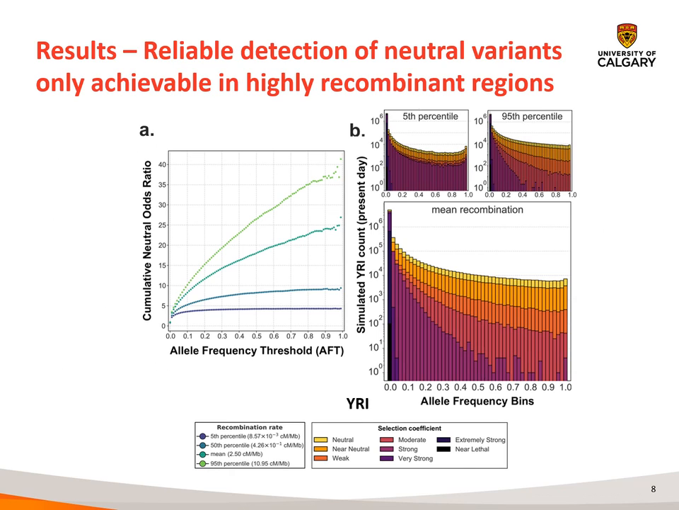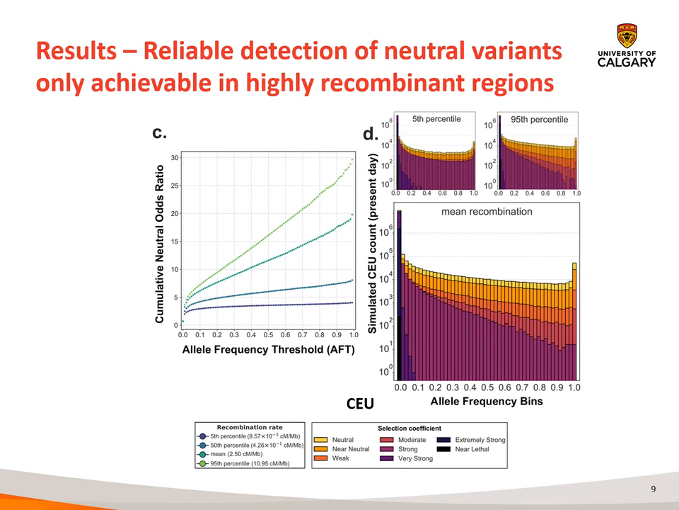Now for our results. Firstly, we found that reliable detection of neutral variants is really only achievable in regions of the genome with high recombination rates. Conventionally, false negative rates of around 5% are desirable, which corresponds to a 20x odds ratio. In an African population, a 20x neutral odds ratio can only be achieved at an allele frequency of around 60% in regions of average recombination, and 30% for regions that exhibit the top 95th percentile rates of recombination.